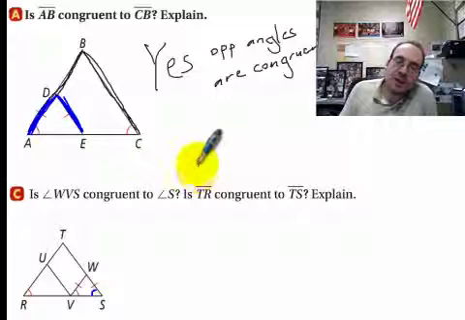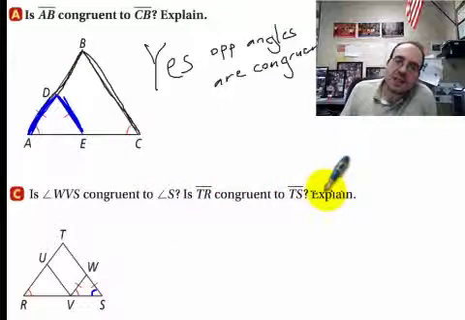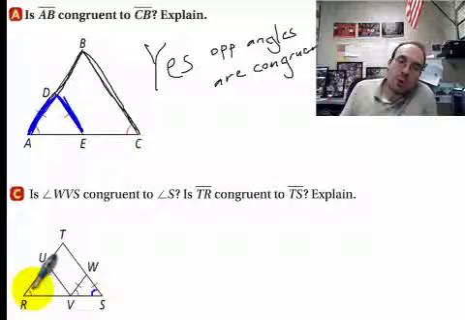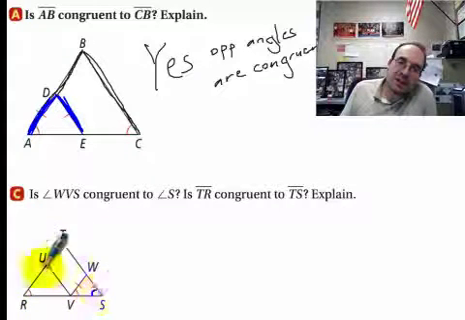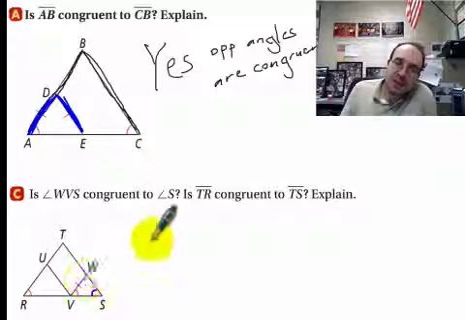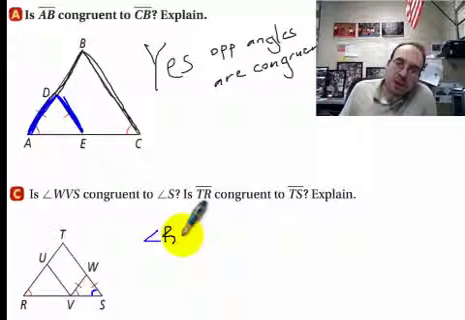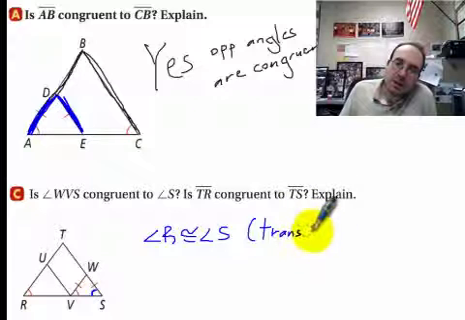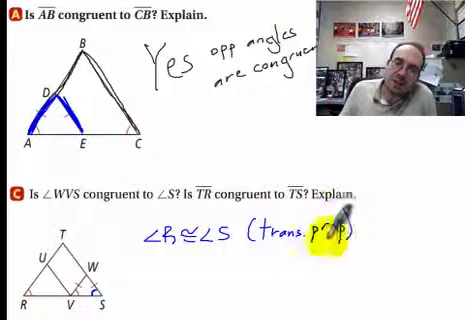And then for the second part, it says, is segment TR congruent to TS? So here's TR and here's TS. Well, since we were given that R and V were congruent, and we showed that V and S are congruent, that means R and S are congruent. It's transitive. So angle R is congruent to angle S because of the transitive property of congruence. Basically, you cut out the middleman.